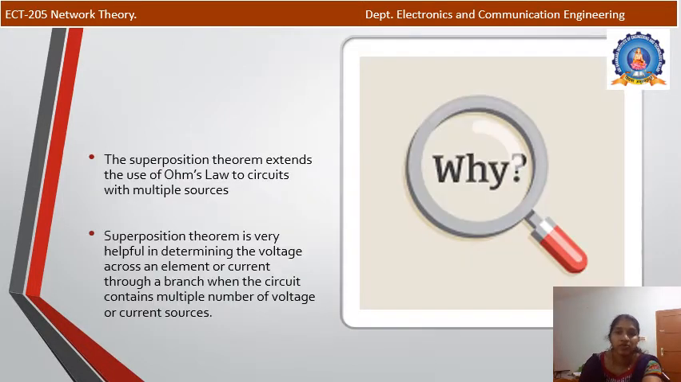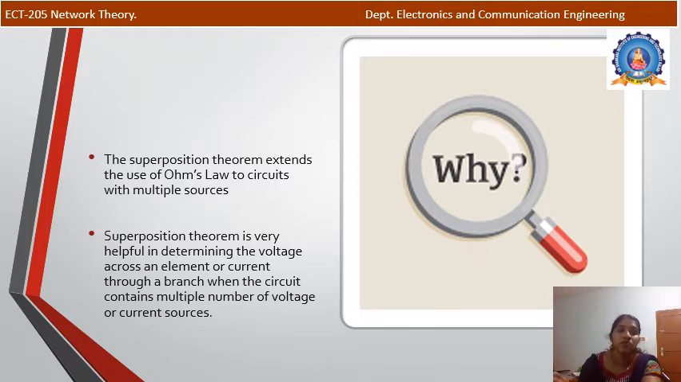Okay. So next thing is why we are going for this superposition. We have other methods, right? Already we studied KVL, KCL, and also mesh and node analysis to find a voltage or current through a particular element, right? Then why are we going for this type of theorem? So this superposition is an easier method when more than one source is available. Okay, so superposition extends the use of Ohm's law to circuits with multiple sources. When there are multiple sources, it will be easier to solve by using the superposition theorem.